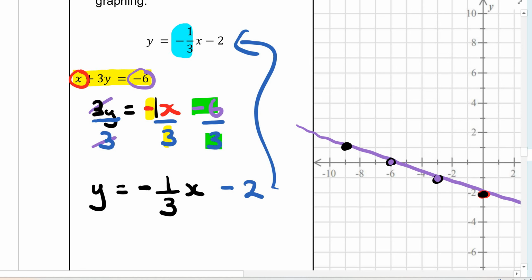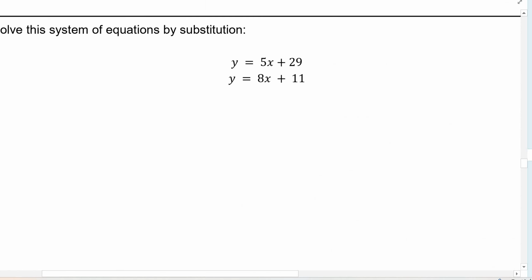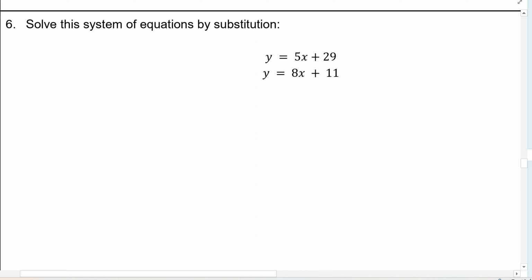So it turns out that we have infinite solutions because we're graphing the same line. This is one of those cases where you have infinite solutions, and we're not going to graph the line because we already did. Okay, so move on to a question where hopefully we have a different answer here.